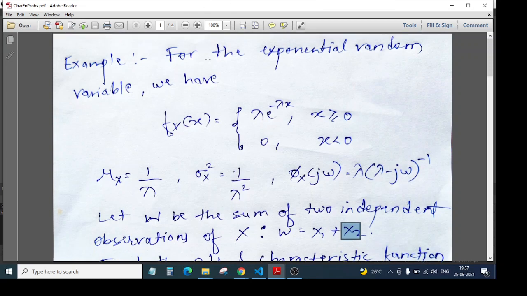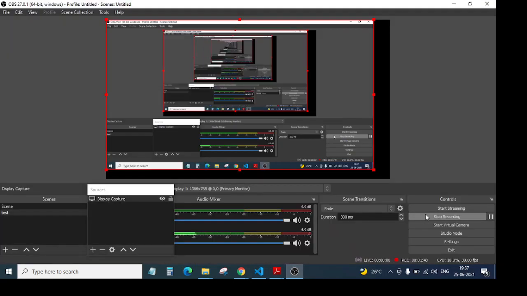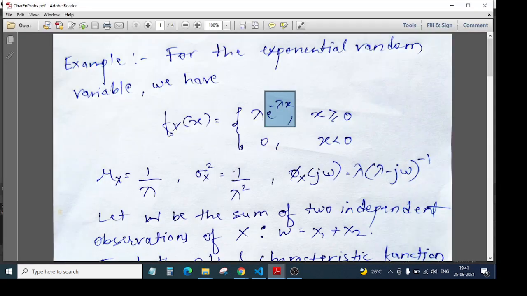Let us go step by step. The first thing the problem is telling is that it is an exponential random variable. Whatever we will be covering is an exponential random variable, and they have also given its range. So we are discussing this problem. They have given here an exponential random variable.